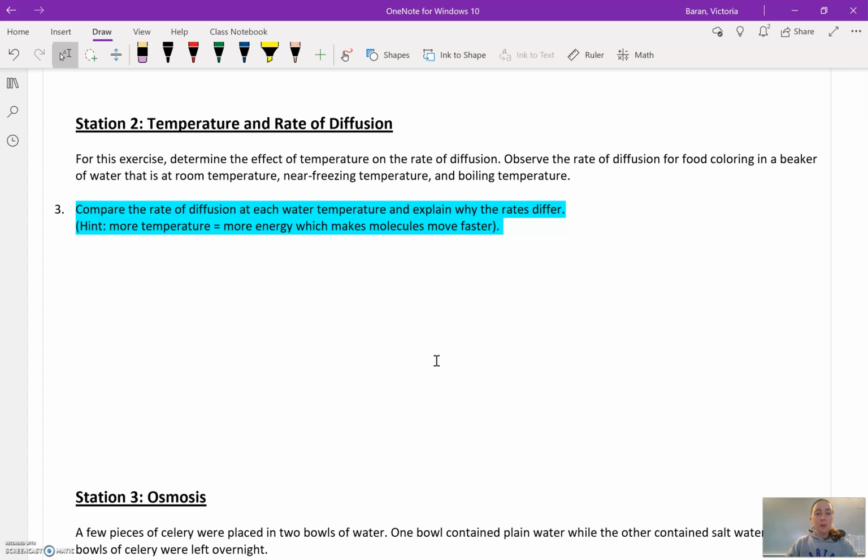So I have 3 beakers, each at different temperatures. I have one at room temperature, one really cold, it's been sitting in the fridge, so near freezing, and then one that is pretty warm, it's been sitting on a hot plate. So I'm going to show each of those to you, and you're going to compare the rate of diffusion. So how fast does, I'm going to put food coloring into each one. How fast does that food coloring diffuse or spread out in the water? And connect that to temperature.